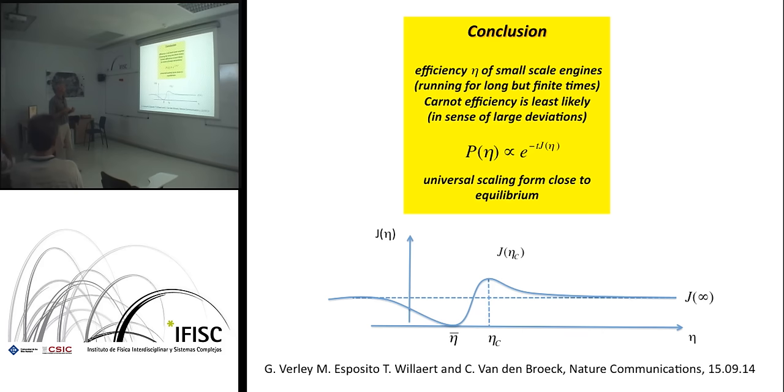What we show is that there is a large deviation function. Actually, this is a universal form. We can prove much more than what I told you. The least likely efficiency to observe, the one that decays exponentially faster than any other one, even the ones at infinity, is Carnot. So this is a prediction, and the ingredient is essentially the generalization of the second law, which we try to popularize.